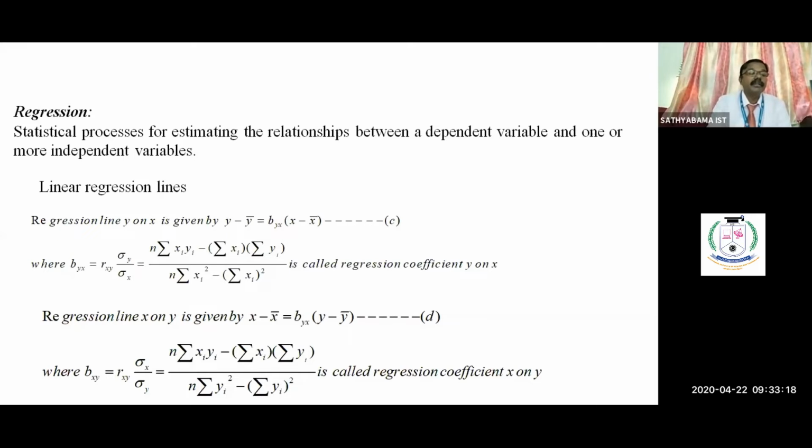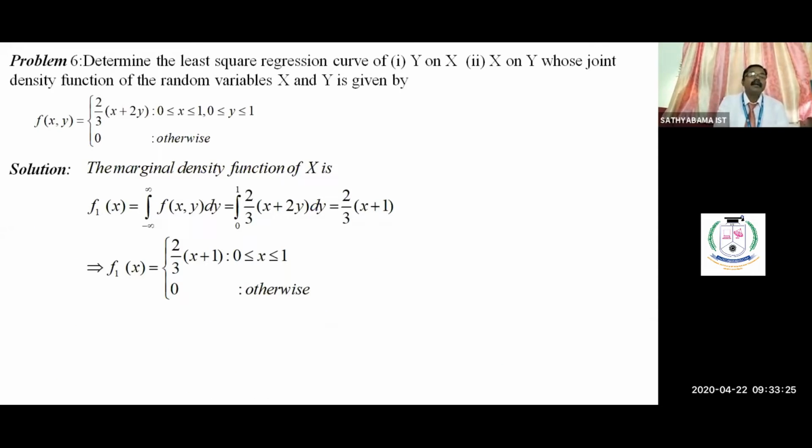Now let me see how to find this regression line in the case of bivariate data. Here we are going to find the basic things: how to find the marginal density function and the conditional density function for the joint distribution given for the random variables x and y. f of xy, that is the first one, f of xy equals 2 by 3 (x plus y). The limit of x is from 0 to, the limit of y is from 0 to. That is the second line.